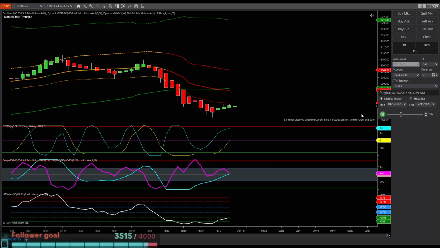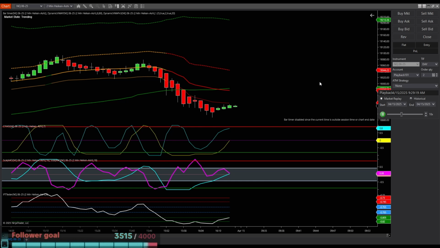5, 4, 3, 2, 1, bingo. Here we go. Now this is going to kick in right now when this little timer hits 9:30. Yeah, it was a very difficult day trading today. That's exactly why I'm doing this session, to go over what worked and what didn't work in today's environment. So right off the bat, guys, let's see what happens right now when the market opens.